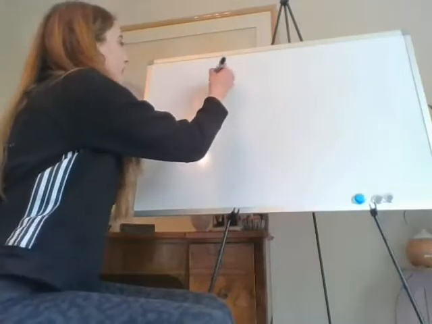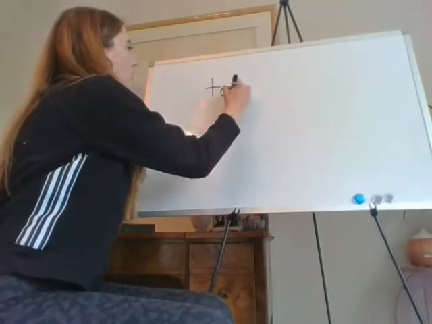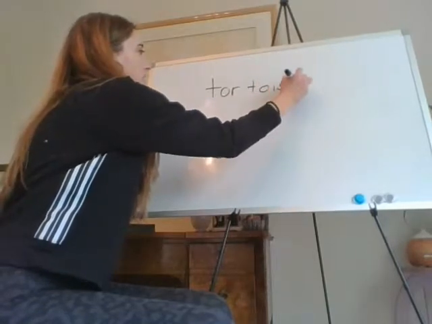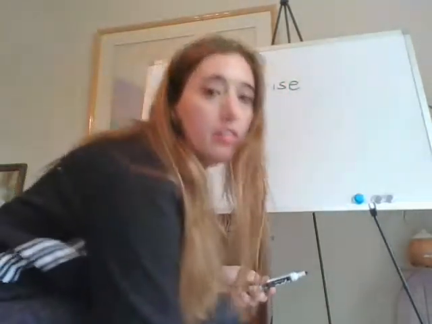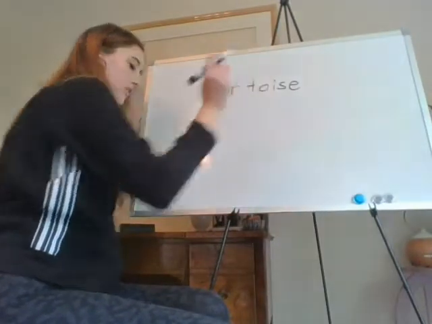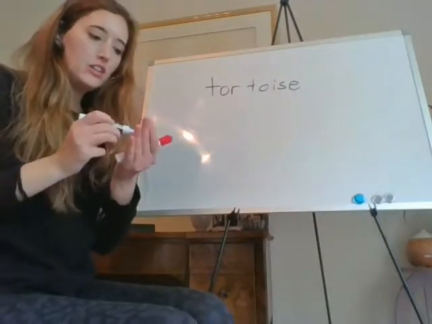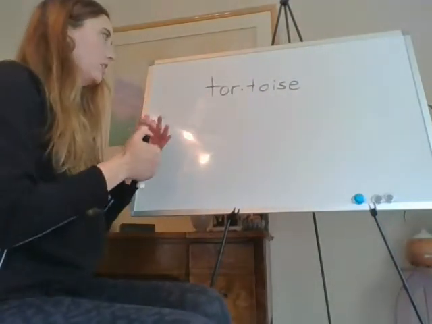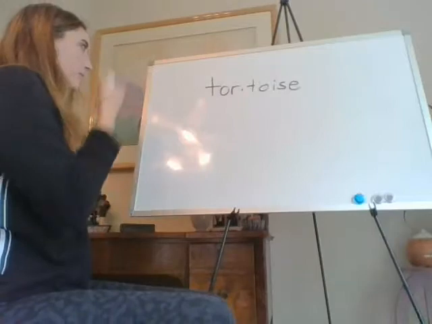Let's go over the spelling. T, or, syllable break. T, oi, s, silent final E, job number 5, tortoise. Okay. Now let's go over markings, and make corrections if you need to also at this time.